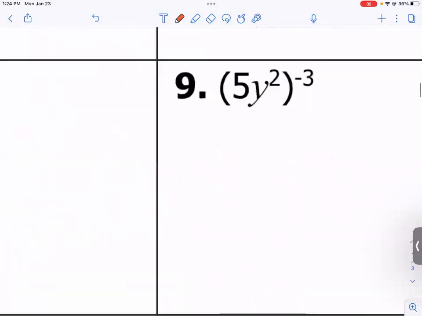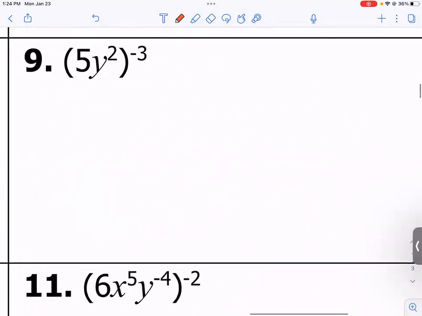So let's do this one right here. Number 9 is very similar. How about you write down what you think it is? Modeling what we just did in number 8.